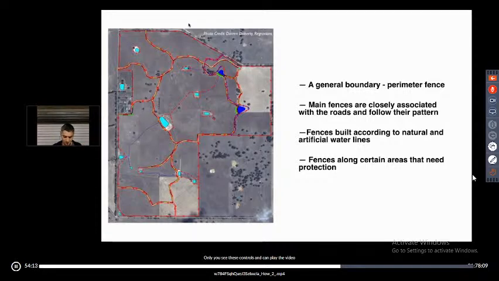And we also want to design fences that go according to natural and other artificial water lines that you develop. So that's another consideration. And also protecting areas that you want to be protected. If you're putting something that's growing and needs protection, then obviously you'll be enclosing that. But this is how it all fits together.